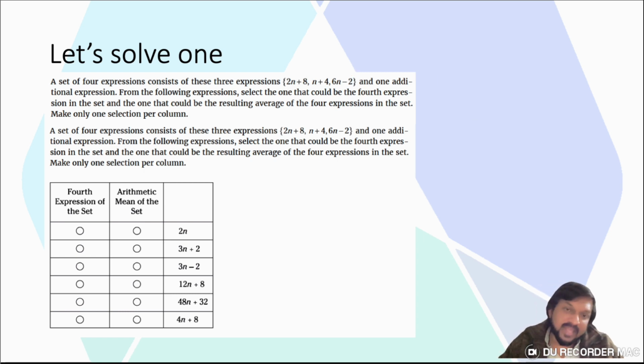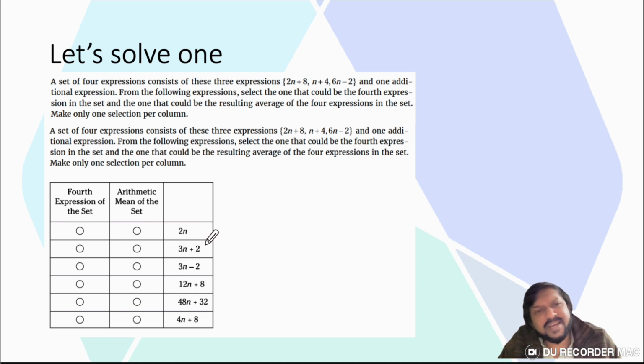So for example, therefore very clearly 2n cannot be the answer, because if the fourth expression is 2n, then none of the values below can be the arithmetic mean, because the arithmetic mean ought to have a decimal part then. So let's check out 3n plus 2.